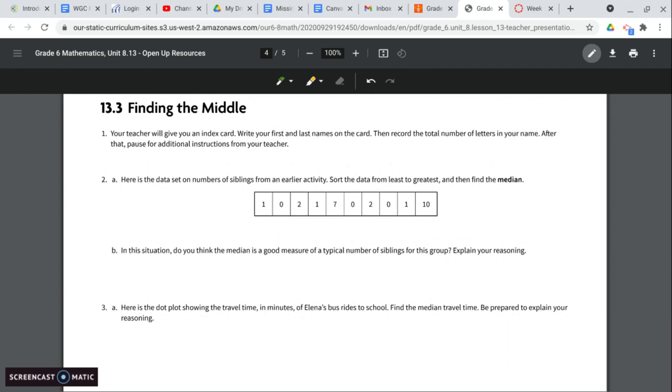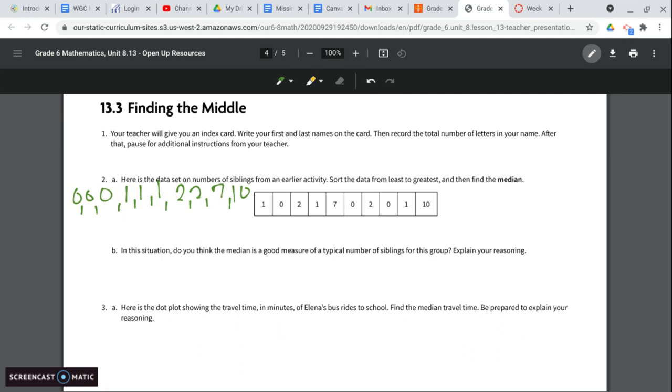All right. The next thing we're looking at, so obviously I'm not going to give you an index card to write that on, but we're going to look at this here first. So here is the data set on the number of siblings from an earlier activity. Sort the data from least to greatest, then find its median, so its middle value. So I've got 3 zeros, 3 ones, 2 twos, a 7, and a 10.